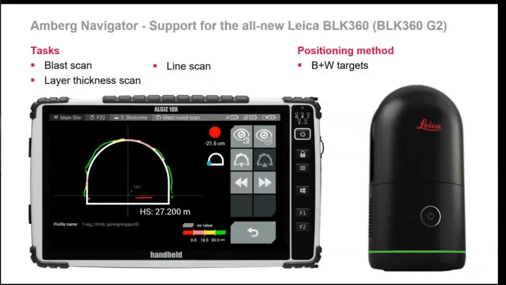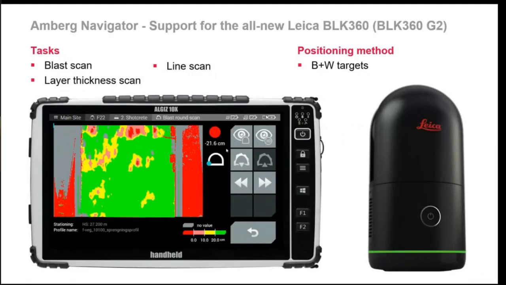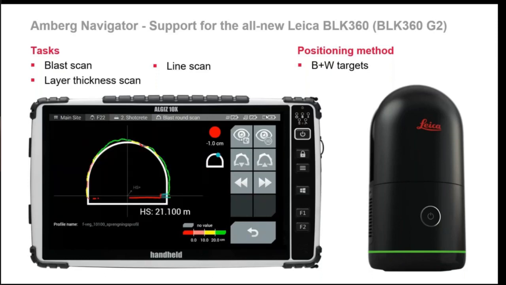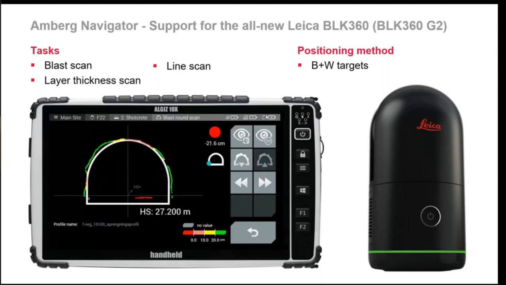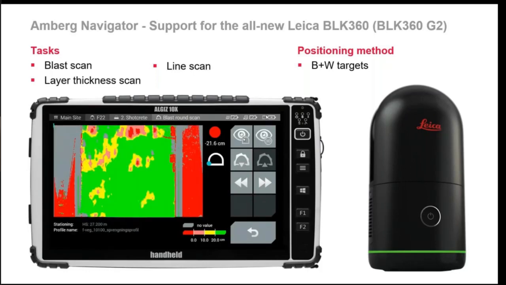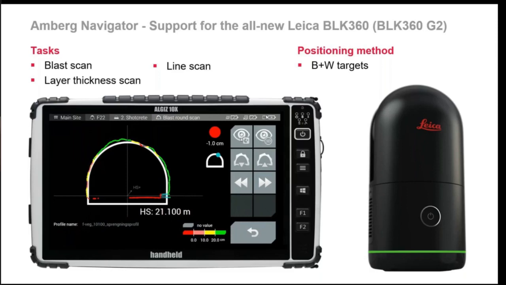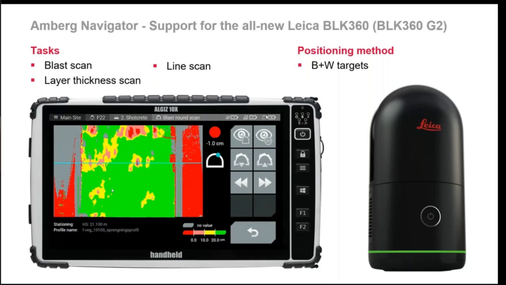Okay, so another quite big topic was to support the all new Leica BLK 360. I think that's the official name for the generation 2, but the official name is the all new BLK 360. So we have added support directly into Amberg Navigator, and in the next release we will add direct support for direct import into Amberg Tunnel. So if you're not working with Navigator at all, you're just going to the tunnel, pressing the button, taking the scanner back to the office and importing. That will come soon. But at the moment, we have full support for working with Amberg Navigator.